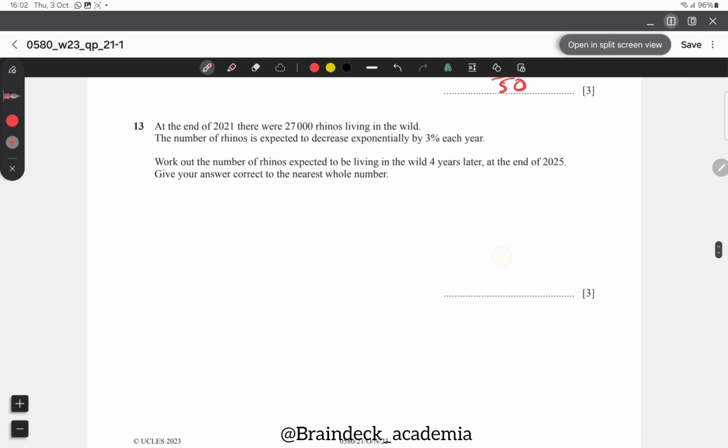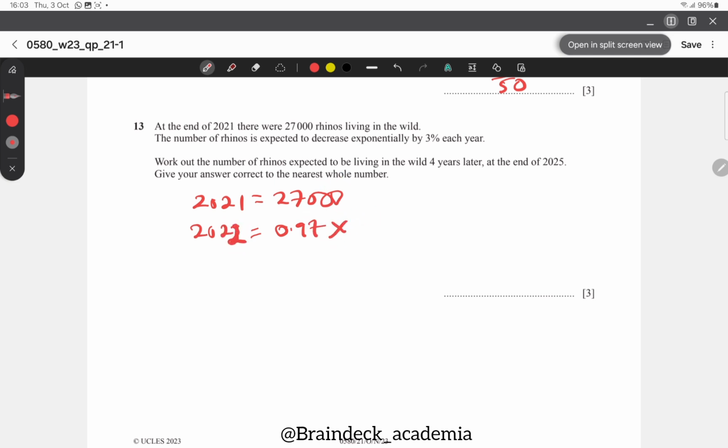Number 13. They said at the end of 2021, there were 27,000 rhinos living in the wild. The number of rhinos is expected to decrease exponentially by 3% each year. Work out the number of rhinos expected to be living in the wild 4 years later, at the end of 2025. Okay, this is simple. Depreciation by 3%. So 2021, we have 27,000 rhino. For 2022, 3% depreciation just simply means 100 minus 3, that is 97%, which in decimal is 0.97 times the total number of rhino we have in 2021.